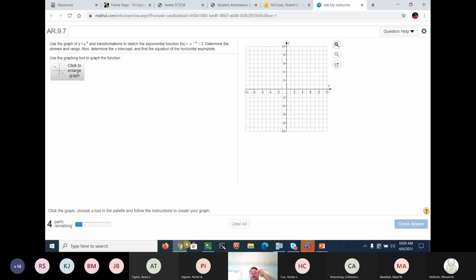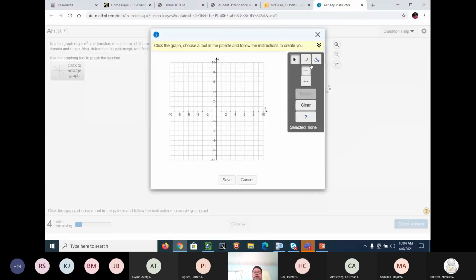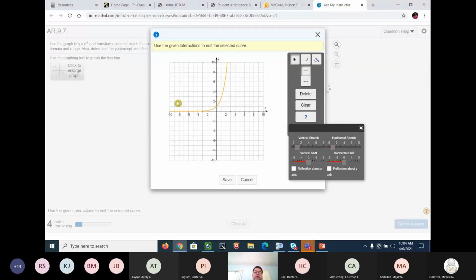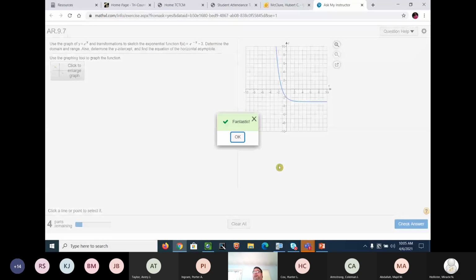I don't even know. You would have to do e to the x, which would be a curve. And let's see, I'm starting from up here. Okay, here we go. You know it's going to be reflected around the y-axis, and you know you're going to have a vertical shift of 3 down. That looks right. Something like that. It's a miracle.